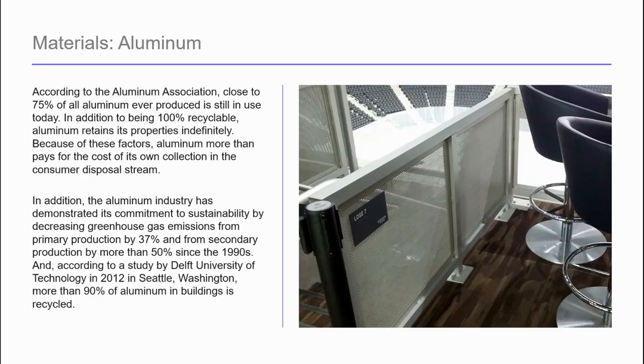Then you have aluminum. Aluminum, of course, is very recyclable. 75% of all aluminum ever produced is still in use today. So that's pretty astounding. In addition to being 100% recyclable, it retains its properties indefinitely, which is great. That's not like plastics and polymers. Plastics and polymers are usually good for one recycle. They usually end up in a different material altogether, something that doesn't have to meet stringent mechanical requirements because you lose a lot of those when you recycle it for a lot of polymers. So aluminum is great.